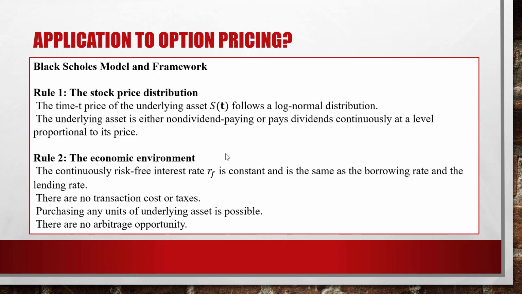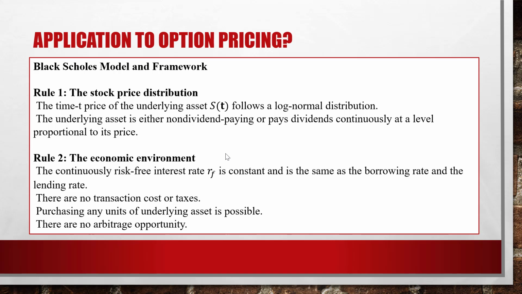The first one is about the stock price distribution. Here we have two statements in the first rule. The time t price of the underlying asset, Ft, follows a log normal distribution. So that means the stock price should follow a log normal distribution. The underlying asset either is non-dividend paying or pays dividends continuously at a level proportional to its price. So we only apply it to the case when we have no dividend or the dividend is paid continuously at a level which is proportional to the stock price.